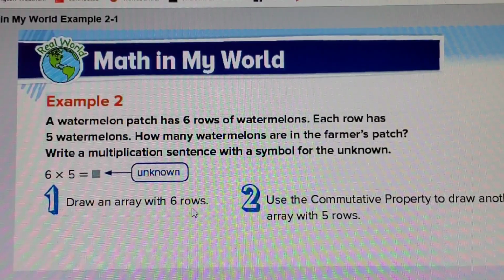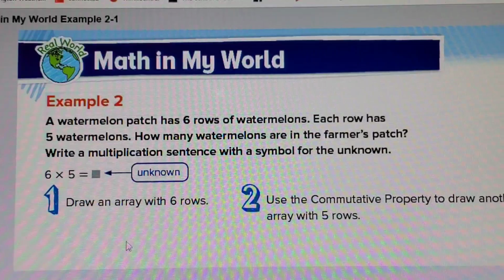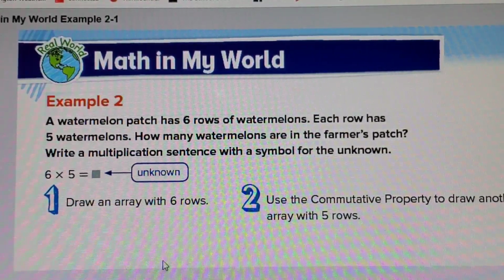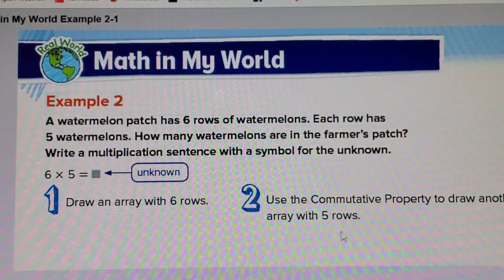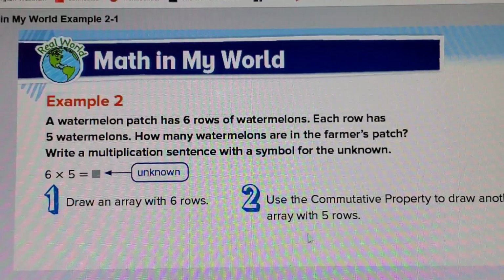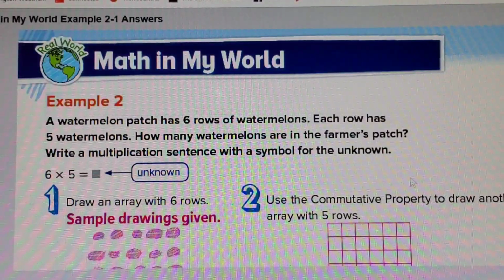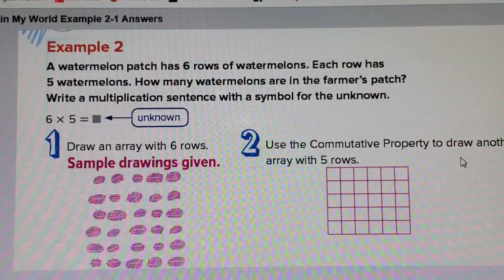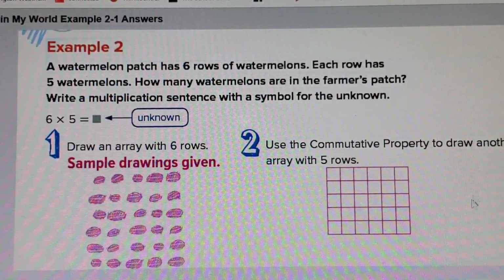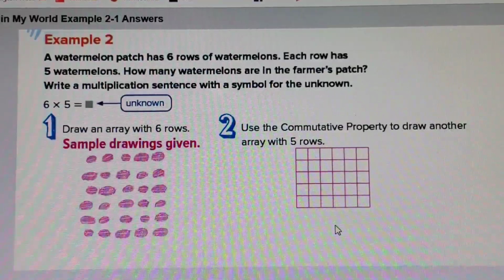Draw an array with 6 rows. So you'll have row 1 with 5 in it, row 2, row 3, row 4, row 5, row 6. Then you're going to use the commutative property to draw another array with 5 rows. So you'll have row 1 and it'll have 6 dots in it. Then row 2 with 6 dots, row 3, row 4, and row 5. And this is what your array should look like. Remember, it's much easier to do the dots than it is to draw with the squares.